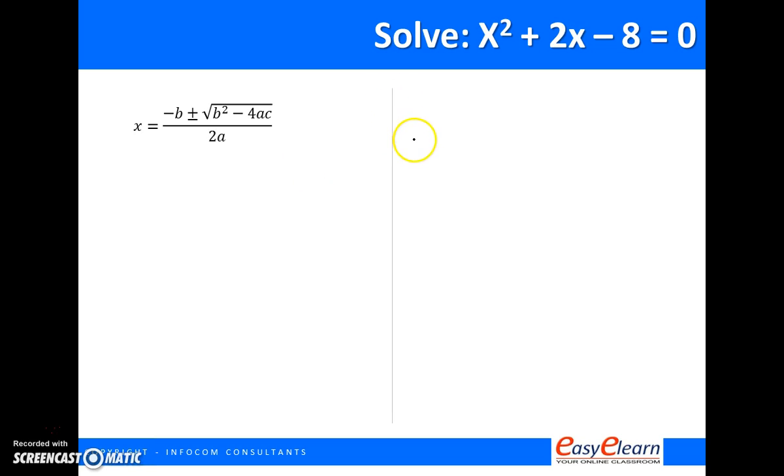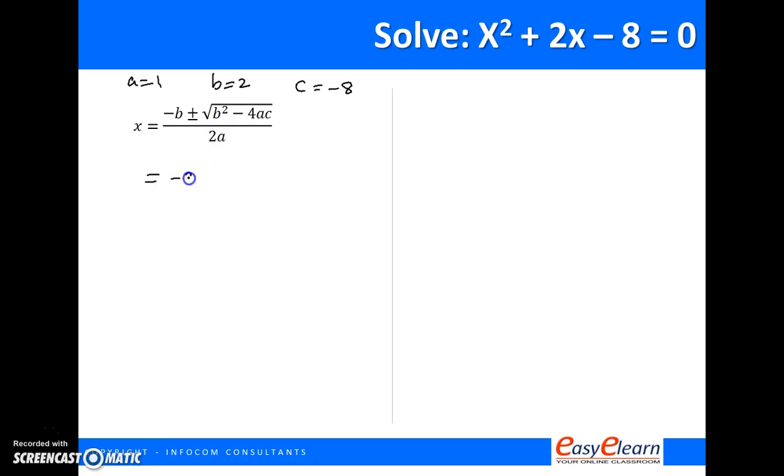So what is a, what is b, what is c? So in this equation, a is the coefficient of x squared. So a value is 1. b is the coefficient of x. So b value is positive 2, or to be simple, 2. c is the constant term, which is minus 8. Make sure that there are no numbers on the right side. If you have some other numbers other than 0, bring them to the left side before deciding on a, b and c. Now let's substitute these values into this lengthy formula.